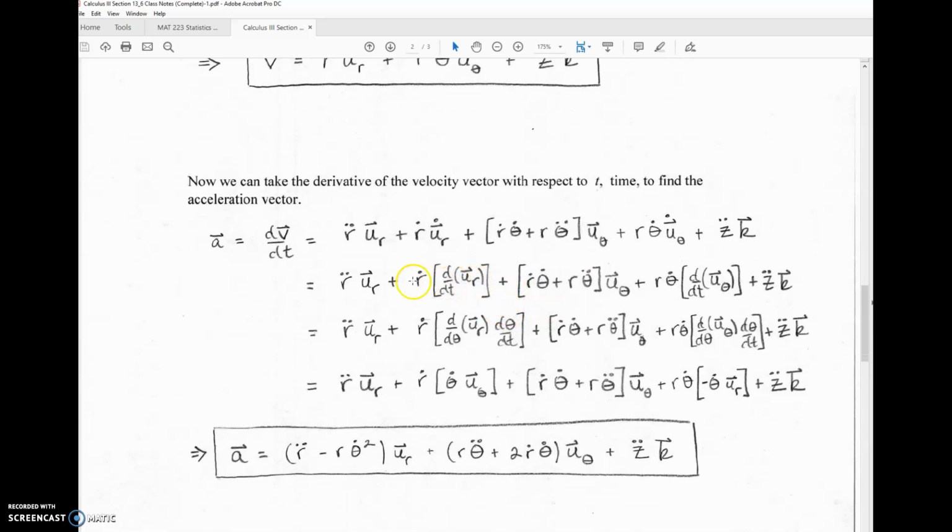Okay, so now I'm going to simplify this. Whenever I have a u sub r dot or u sub theta dot, I need to apply the chain rule. So I rewrite it as the derivative with respect to t of u sub r, leaving the other terms alone. This becomes the derivative with respect to theta of u sub r times d theta dt. The d thetas cancel the differentials, so you can see that's the same thing. Same right here: applying the chain rule, this is the derivative with respect to theta of u sub theta times d theta dt. But then we make use of the fact that the derivative with respect to theta of u sub r is u sub theta, and the derivative with respect to theta of u sub theta is minus u sub r.